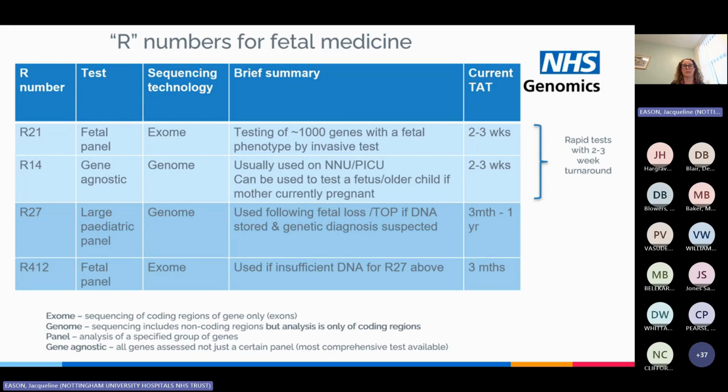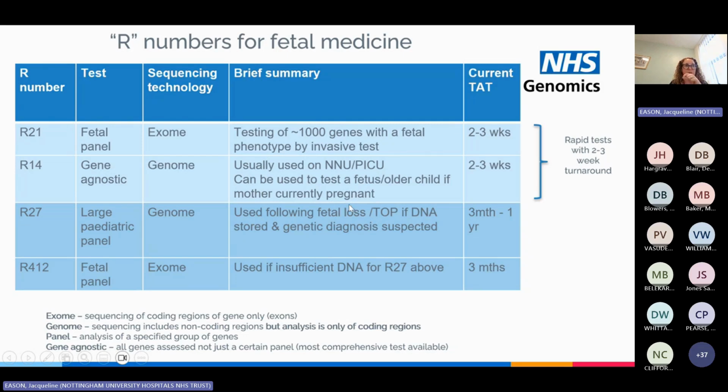So if they come along and say they're really worried and they would have a prenatal test, then we could do what's called an R14, which is a really detailed, really rapid test that can go on in about 2 to 3 weeks. We do it a lot in neonates and on the paediatric intensive care unit, but it's also relevant in this situation if there's somebody who's pregnant and they've lost a fetus previously.